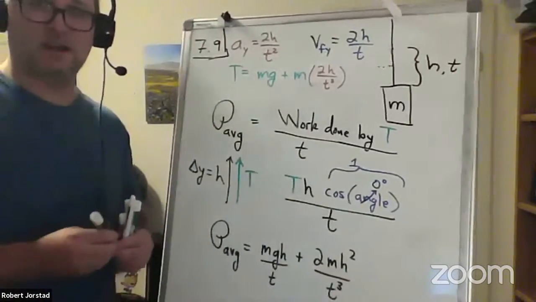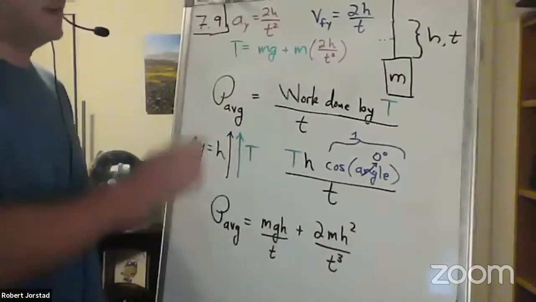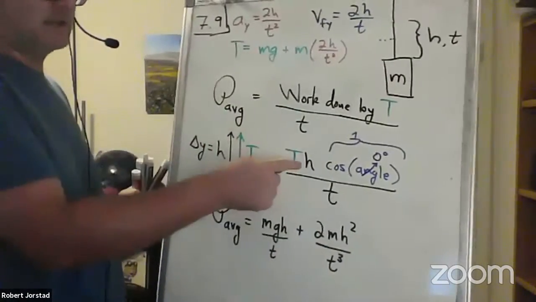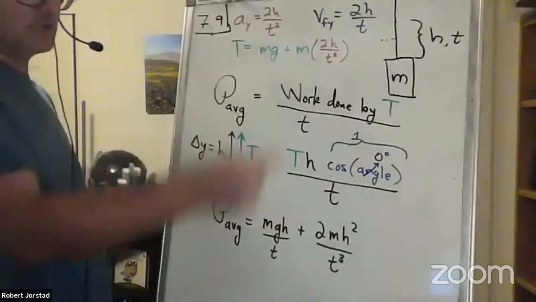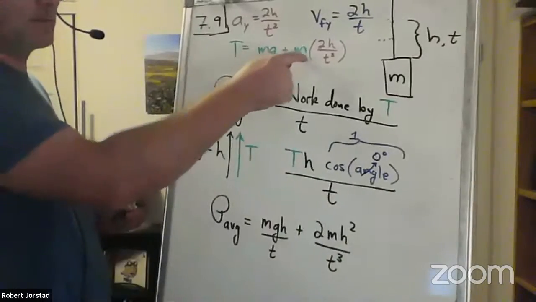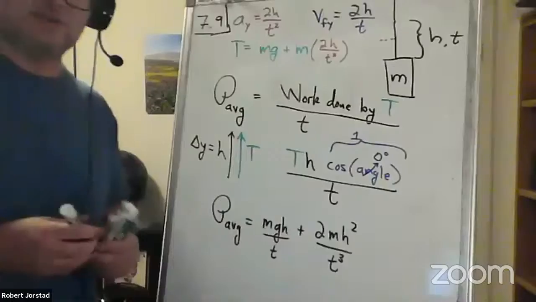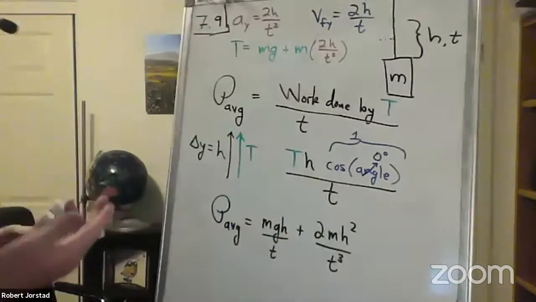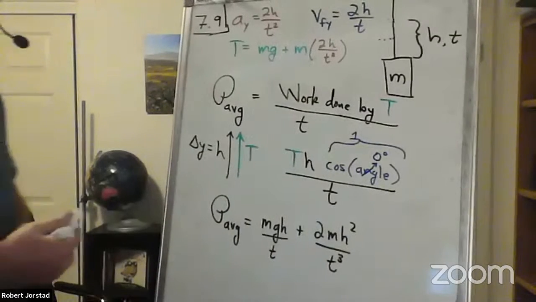So let me make sure I didn't just gloss over something here. Let's take a look at it. This is the tension, and I need to multiply by H and divide by T. So the tension, I get an mg H over T on this term, and here I'm getting an H squared over T cubed on this one. What's something we should do with any problem when we get an algebraic answer like this? Check the units.